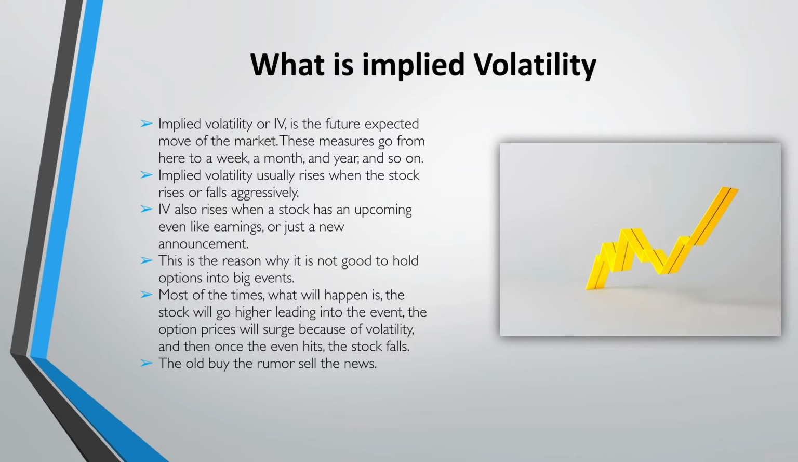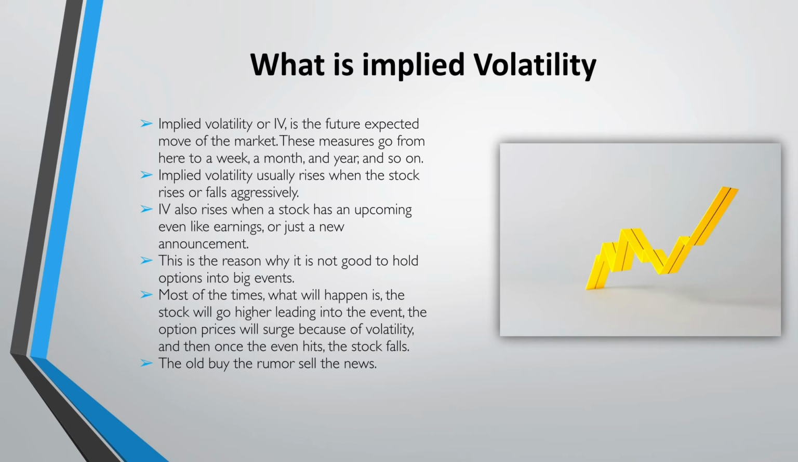All right, so what is implied volatility? Implied volatility is the future expected move of the market. It's usually expressed in percentage or in dollar movement. And I will show you guys where to find that on Thinkorswim and Robinhood. Now, implied volatility usually rises when the stock rises or falls aggressively. Usually, if the stock is trading sideways, implied volatility will actually fall because the market doesn't think that the stock is going to do much since it's been trading sideways for a while. And that's pretty much the idea there.